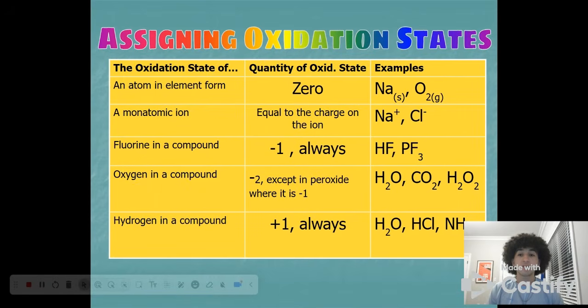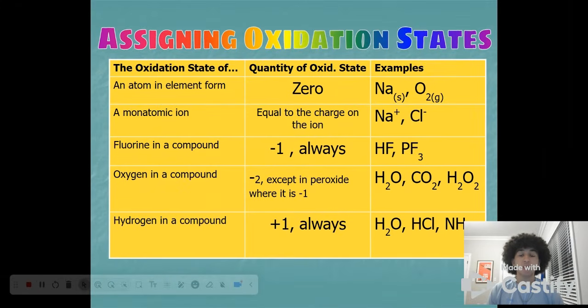Rule 3, fluorine in a compound is always -1, no exceptions. Fluorine is the most electronegative element in existence, basically making it the biggest electron hog on the periodic table. Rule 4. Oxygen in a compound is usually -2. The exception is in peroxides, such as hydrogen peroxide, where it's -1.